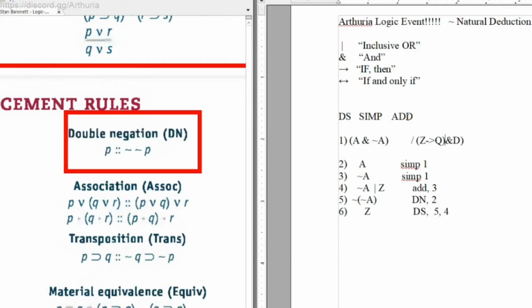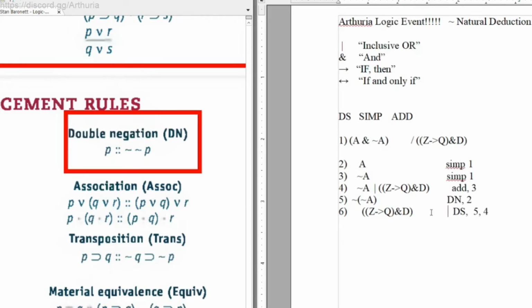Whatever this junk is, it doesn't matter. Add rule just applies here. Easy, it's the same thing. I can add whatever I want. I can add complex statements. I can add literally whatever I want. That's the beauty. This is why add rule is my favorite rule.